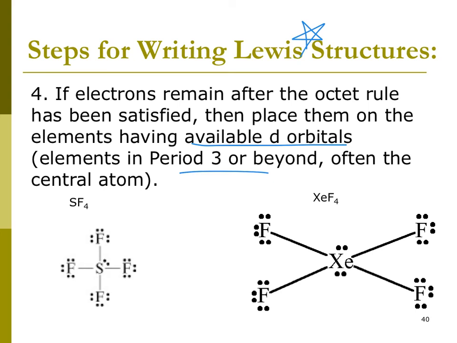Whenever you do have the option to have an expanded octet, it is after you have satisfied the octet of the surrounding atoms. So for example, the fluorine here has 6 electrons as lone pairs plus the 2 bonded. The fluorine has 8 electrons. After you have satisfied the other atoms, then the extra electrons will go on the central atom. The surrounding atoms will not be the atoms to have the expanded octet. It must be the central atom, only once the exterior atoms are satisfied, and only if they have available d orbitals.